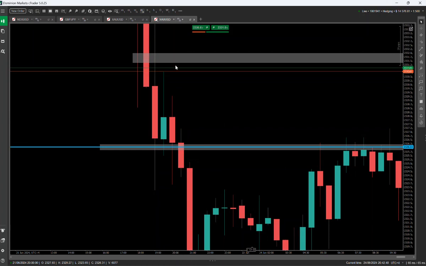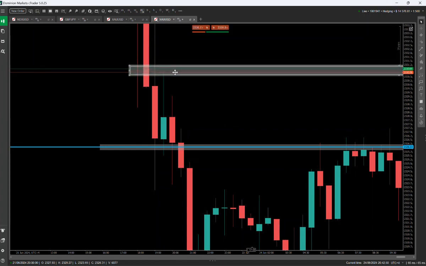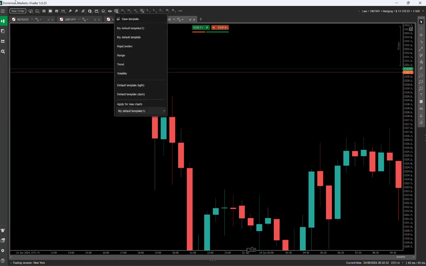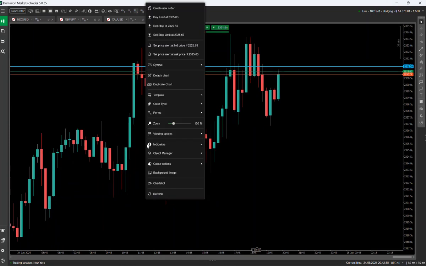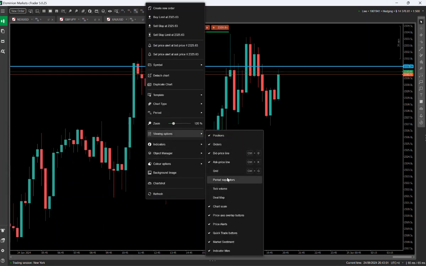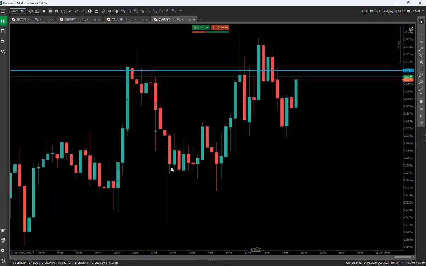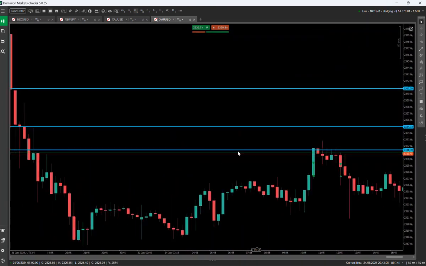Now, initially, we had no analysis here, right? So let me also bring up the 15-minute time frame. I think it's better, and let's go to viewing options and let's go to deal map here. Okay, so this is our 15-minute time frame.